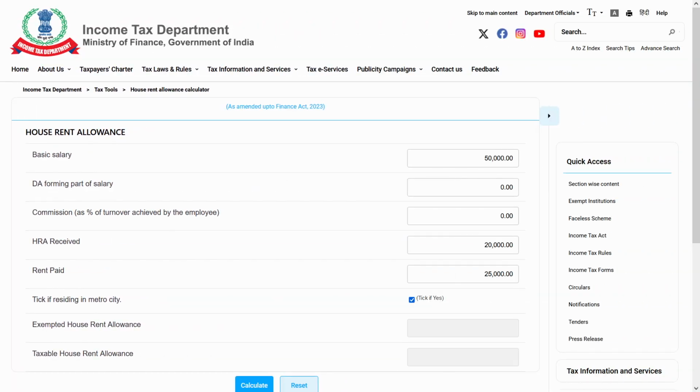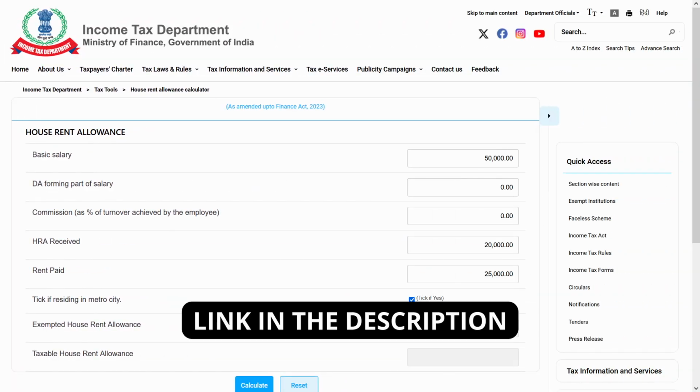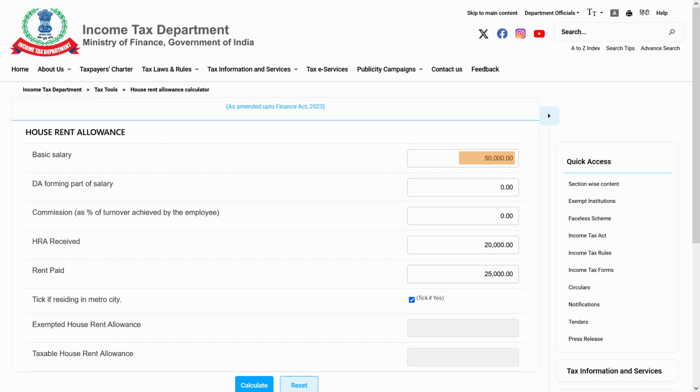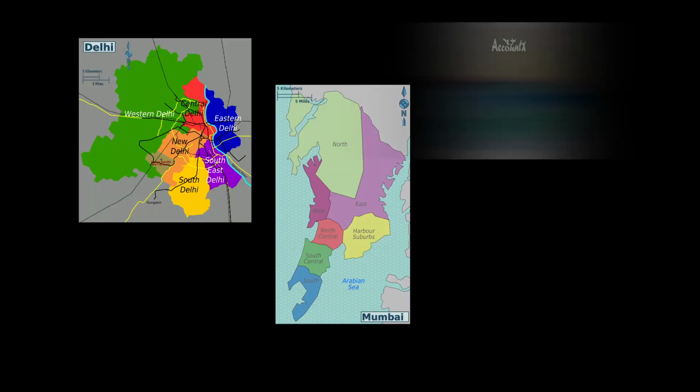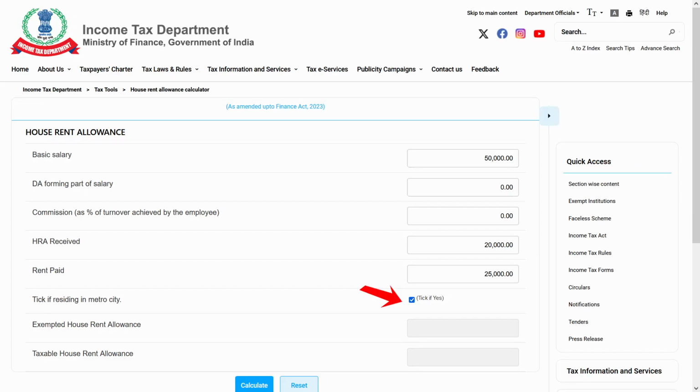Let's navigate to the HRA calculator. You may find the link of this tool as well as other tools in the description. Let's say your basic salary is 50k per month, no DA, no commission. HRA received 20k per month. Let's say rent that you pay is 25k per month. If you reside in metro cities, as of now, Delhi, Mumbai, Kolkata and Chennai, tick this, otherwise click calculate. Here are your exempt and taxable HRA.